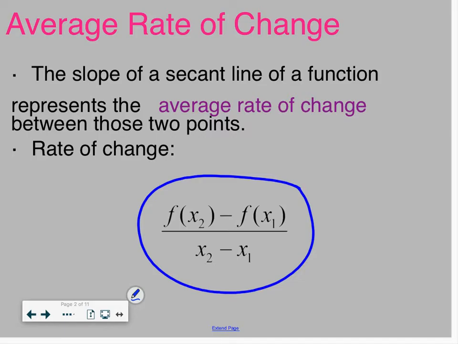Yeah. Like the bottom, is it supposed to be x's or y's? So these are x's. These are y's. So f of x is the same thing as y. It's like our output. So this is the same thing as y2 minus y1 over x2 minus x1. But since we're dealing with functions, I'm going to use function notation. Does that answer your question? Yeah. Okay.